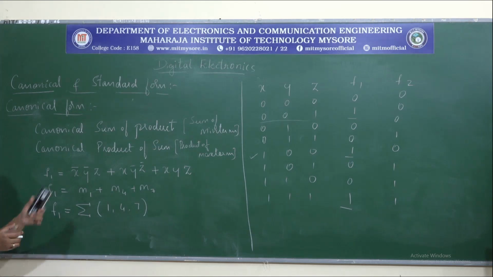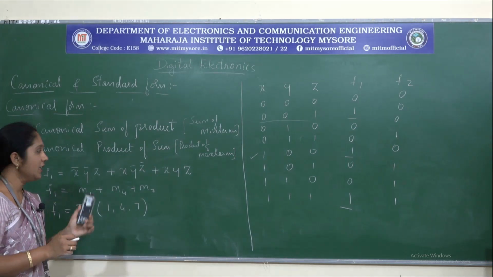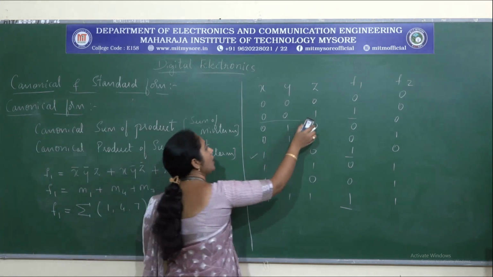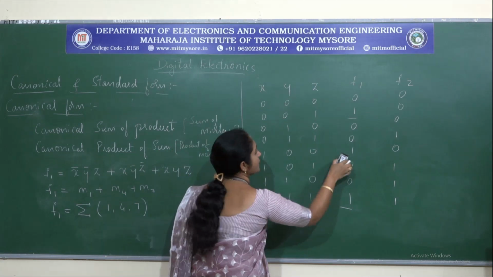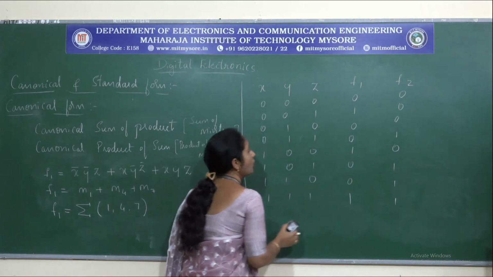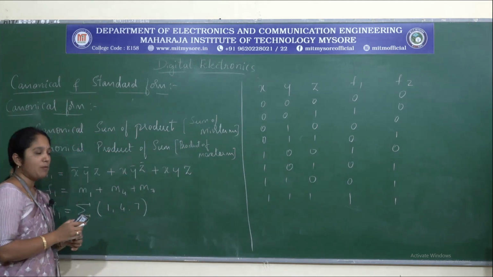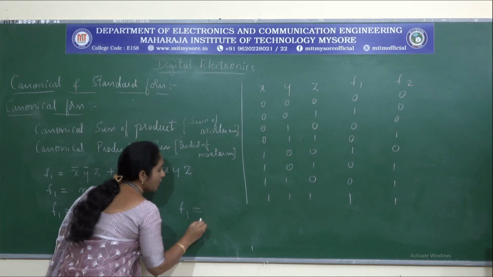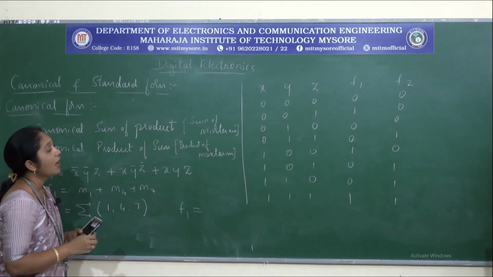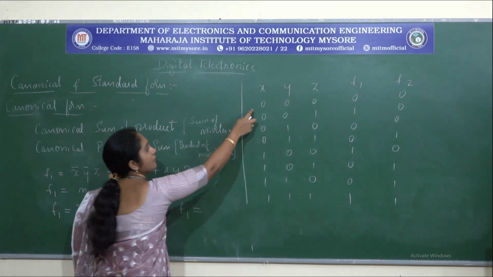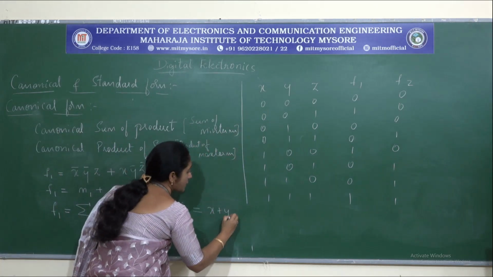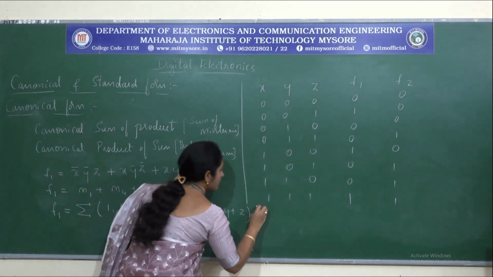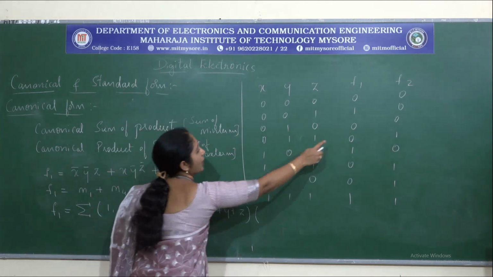Now, as I said, let me consider how to represent F1 using maxterms. If you observe the table, we have logic 0 in 5 places, because logic 1 we have in 3 places. So logic 0 we have in 5 places. Now I will write F1 using the maxterm notation. Yes, we have 0 in the first row. So the term is x plus y plus z.